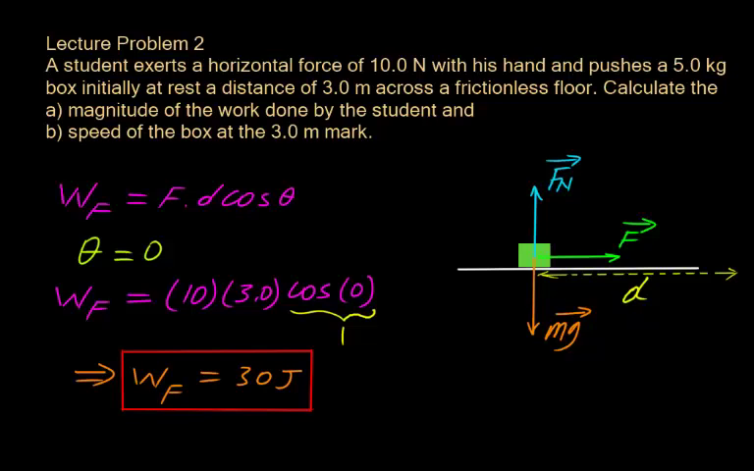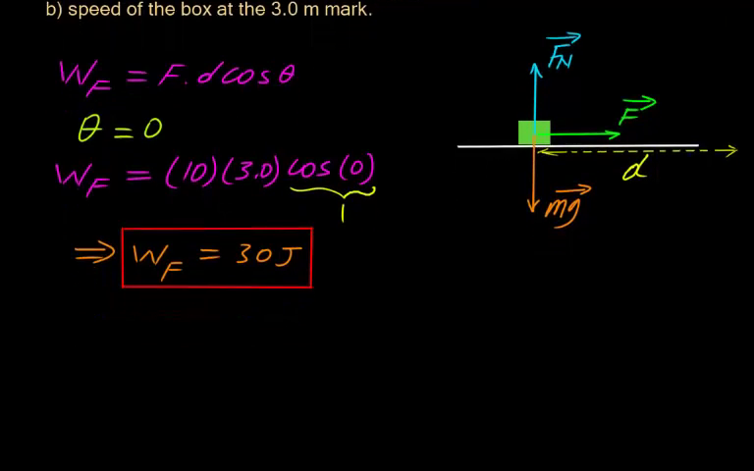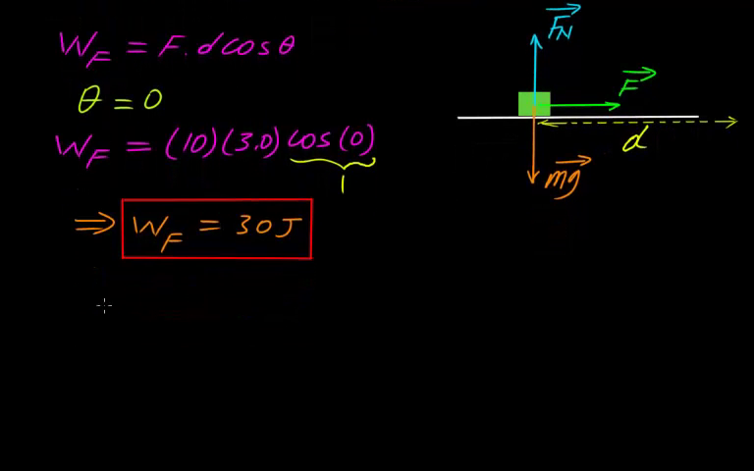The second part of this question is about the speed of the box after it travels 3 meters. Notice that the speed can be found within the kinetic energy. Therefore, the best tool to use here to solve for the speed at the 3 meters mark is the work energy theorem, where the work done by the net force equals the change in kinetic energy.